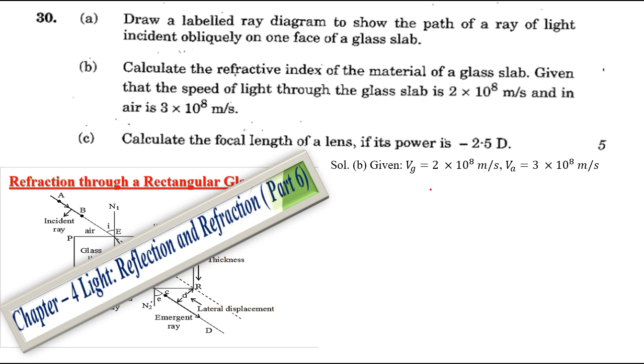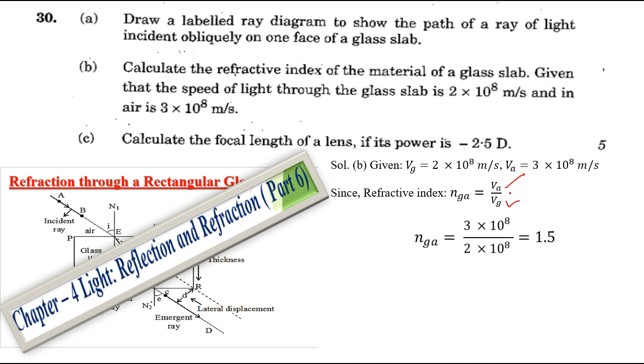From the formula we know that the refractive index Nga will be equal to Va upon Vg. This Va is the velocity of light in air and this Vg is the velocity of light in glass. So put the values as 3 into 10 to power 8 upon 2 into 10 to power 8, and the 10 to power 8 will cancel, and you will be left with 1.5. So the refractive index of the glass slab will be 1.5.